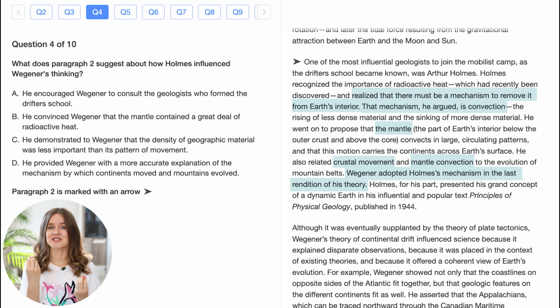So, what does this suggest about Holmes's influence? Why did Wegener use Holmes's mechanism? He likely provided Wegener with a better explanation of how the continents moved and how mountains formed. That's exactly what answer D says. It's not just about inspiration. It's about Holmes providing a clearer mechanism that Wegener later accepted. So D is the best answer.